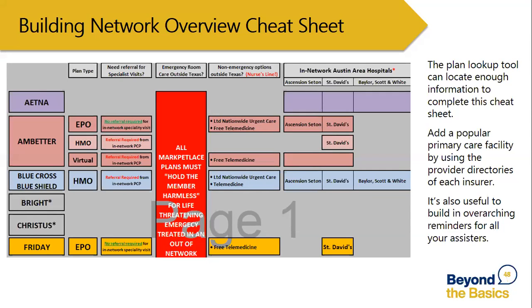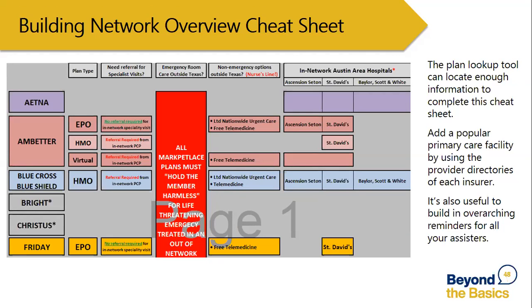But we have also used large in-network primary facilities. If there is a local clinic that everybody where you live uses, include that. You know what I mean? Include that as a column, as a yes or no for each insurance company and each insurance company plan type. It will save so much time.